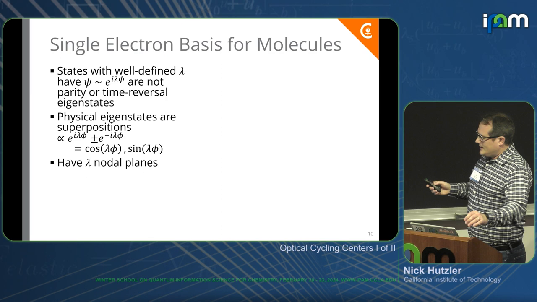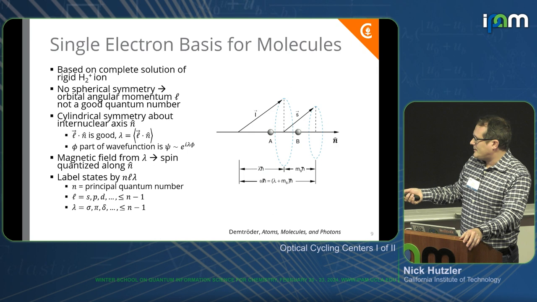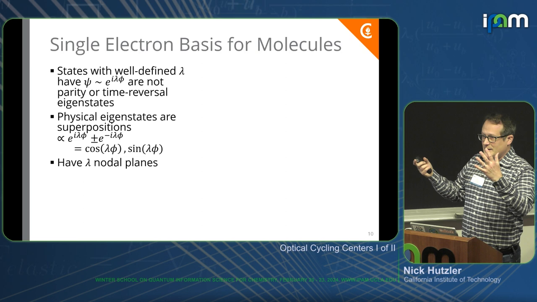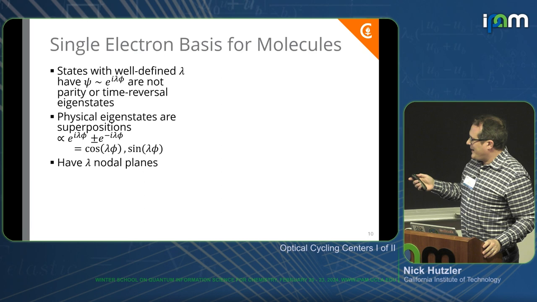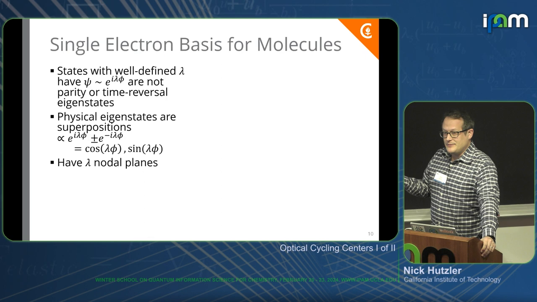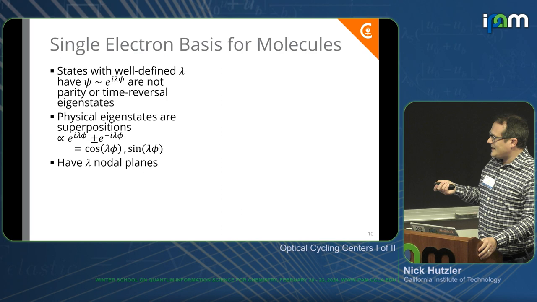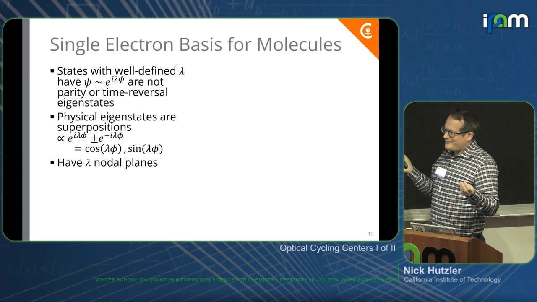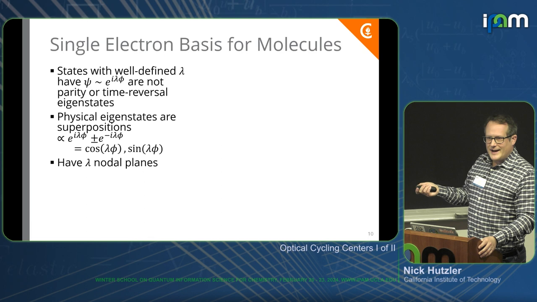Okay. So there's a kind of a problem, not really a problem, an observation, which is that these wave functions form some basis for the solutions, but they're not eigenstates of parity or time reversal symmetry. I'll say a little bit more about that later. The physical eigenstates are superpositions of these two. For example, e to the i lambda phi plus or minus e to the minus i lambda phi. So the two states e to the plus or minus i lambda phi are not the physical eigenstates. Their superpositions are, and those look like cosine and sine of lambda phi.